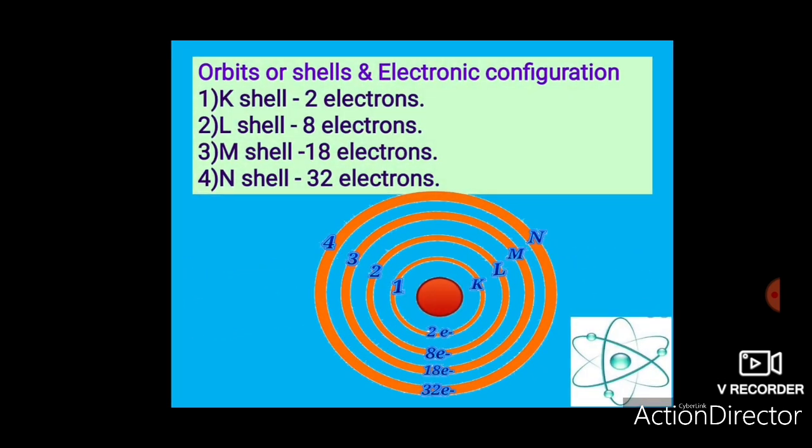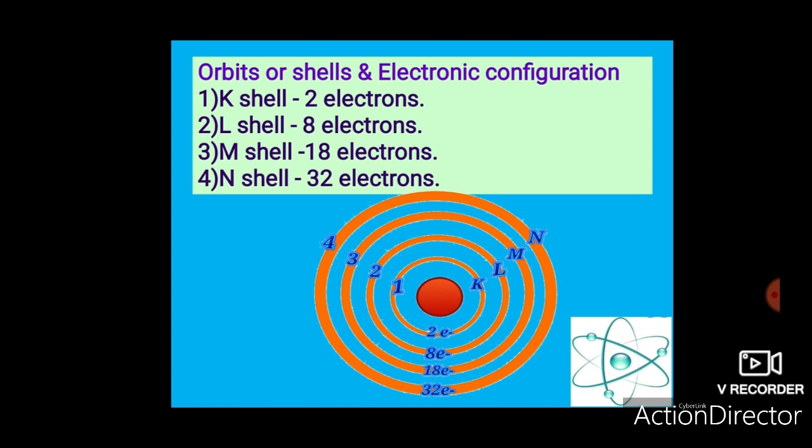Orbits or shells and electronic configuration. As you know, electrons revolve in various orbits around the nucleus. But these orbits have particular capacities to occupy electrons. So let's study the orbits and their capacities.